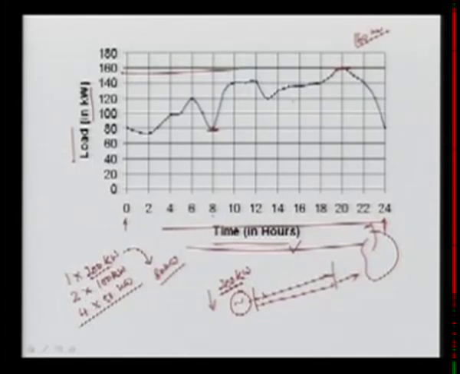Another problem with one unit is that if this unit fails, if there is some problem in it, you will not be able to supply even a single kilowatt of the load. So it has less reliability, and since it is lightly loaded for several hours, the efficiency will be less and the cost of production will be more.